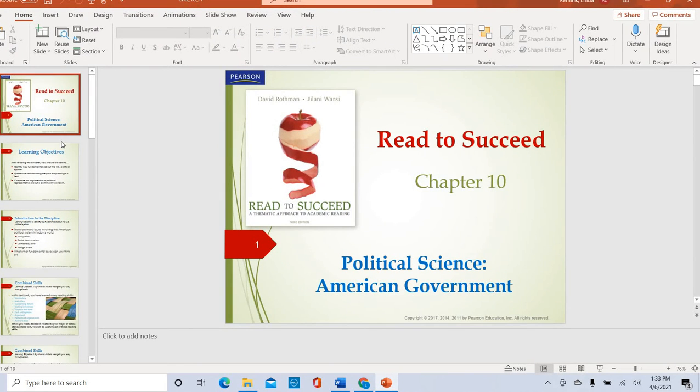Okay, so chapter 10, the reading content is on political science, the American government, which I think is always timely, especially just several months after the most recent inauguration. Government is a hot topic right now. But it usually is something on people's minds throughout the year anyway, politics, government, whether you're involved or not, it's hard to escape some of those things.